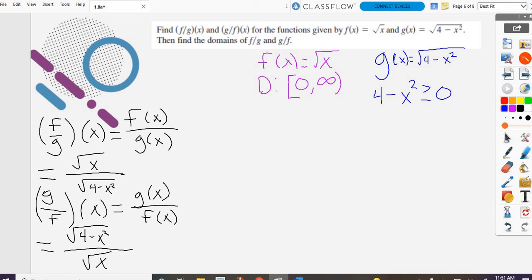Okay, so if I add x squared, we would have 4 is greater than or equal to x squared. So then what? Take the square root, so what do we get? Almost. Not just 2. Plus or minus 2. But does it make sense to have a positive and a negative 2 being greater than or equal to x? No.